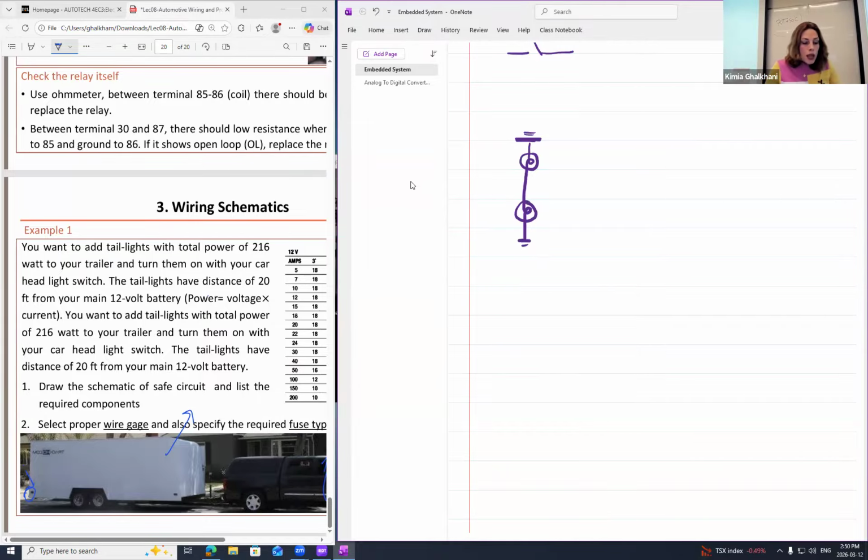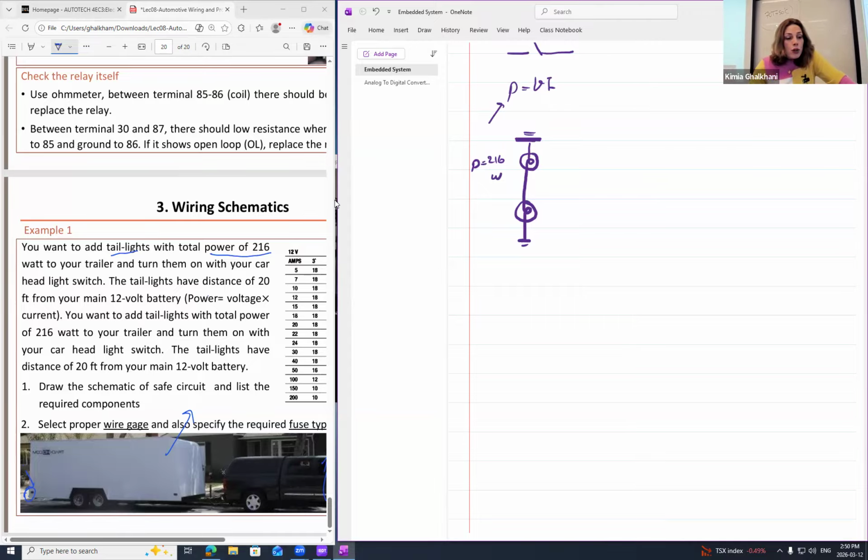So based on what the question is asking, you want to add tail lights with total power of 260. What's the symbol for power? P, right? So I'm going to have my power to be 216, and the unit for power is always watts. Remember, in the previous session I even said what is the equation for power? Who can remember? VI, right? VI.